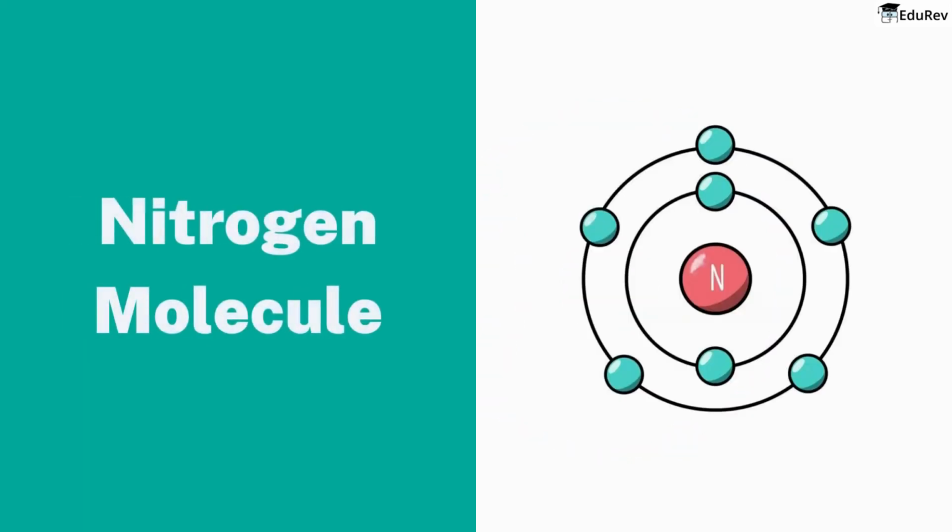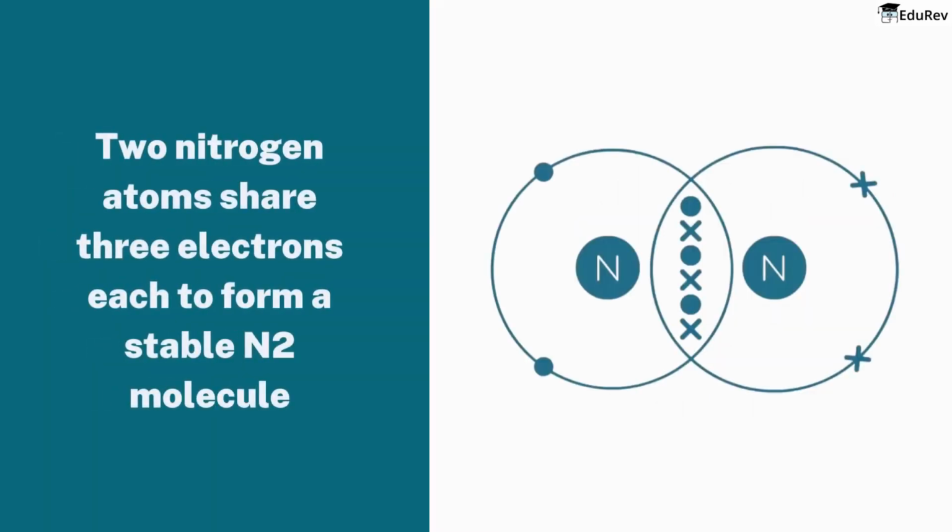Now, nitrogen has an atomic number of 7 with 5 electrons in its valence shell and needs 3 more electrons. 2 nitrogen atoms share 3 electrons each to form a stable N2 molecule. The nitrogen molecule has a triple covalent bond between the 2 nitrogen atoms.